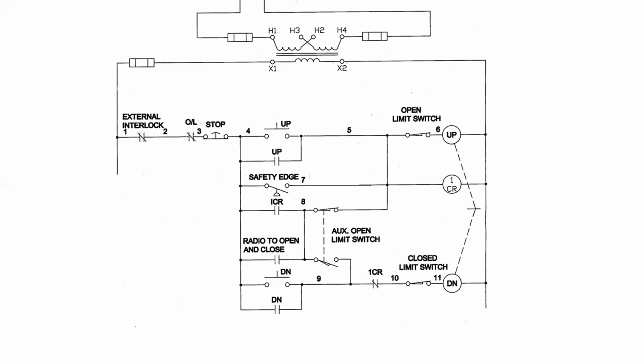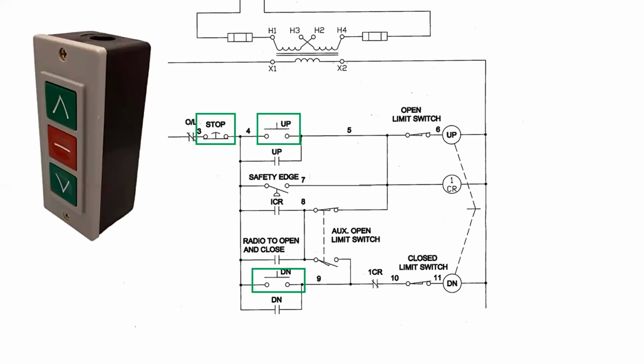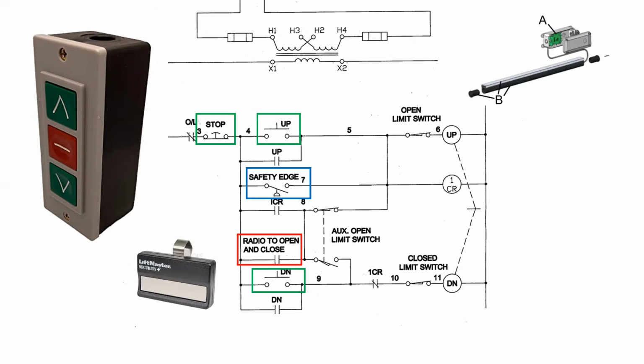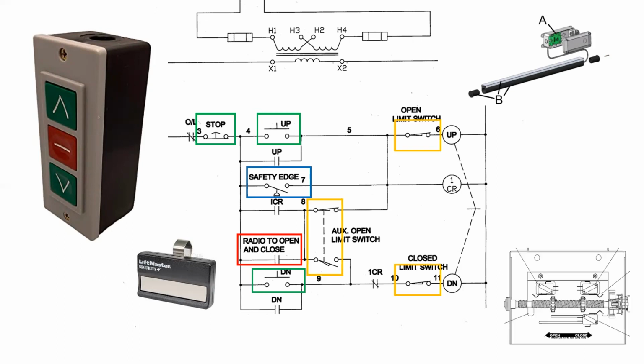So let's take a look at a pretty standard reversing motor starter that's used for a garage door opener in a commercial setting. We have a pendant start up, down, and stop push button station. We have a remote control or radio contact with a single button. And we have a safety edge, which is that pressure bead. And finally, we have limits, and this one's a bit unique in that it has also an auxiliary open limit switch. And we'll sort of see how that functions as we go through the system.